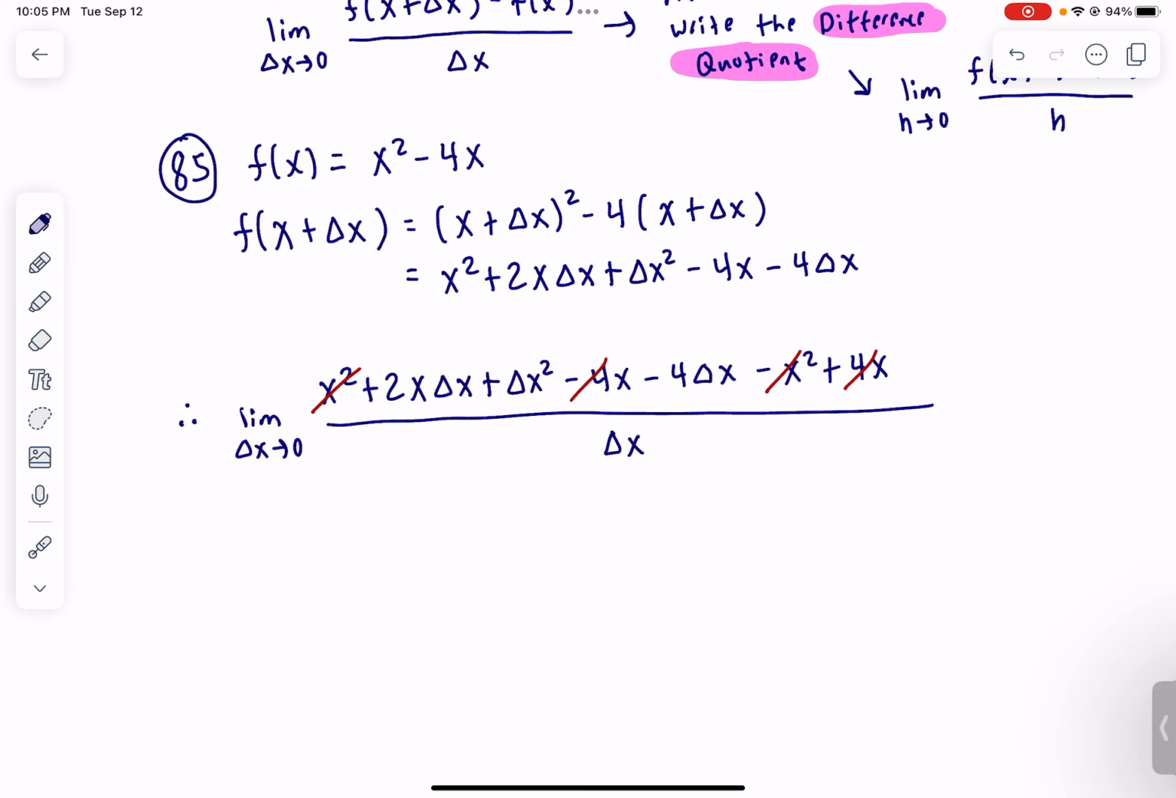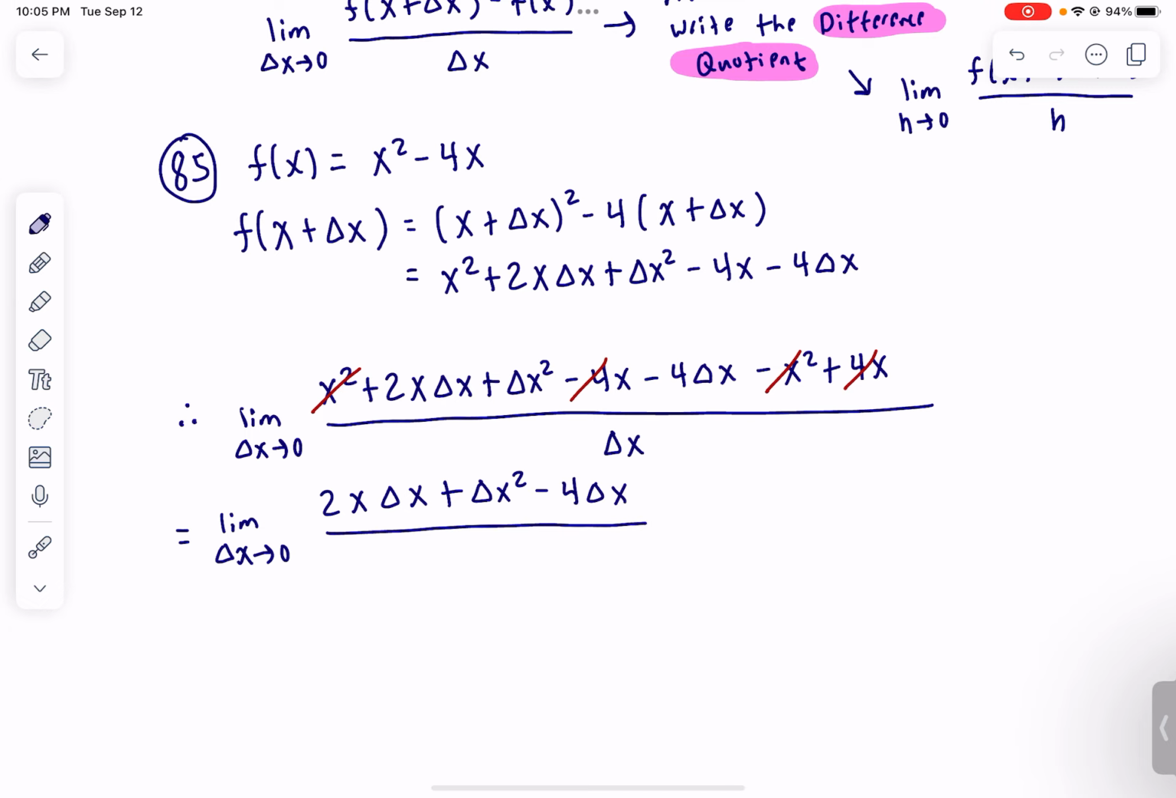So if we simplify further, we have the limit as delta x approaches 0 of 2x delta x plus delta x squared minus 4 delta x all over delta x. And remember, you can think of these delta x's as h's. So if you look at the numerator, we can factor out a delta x. So that would look like this.